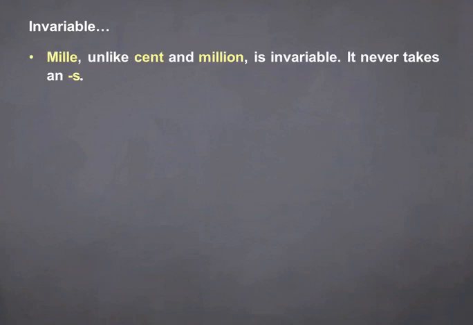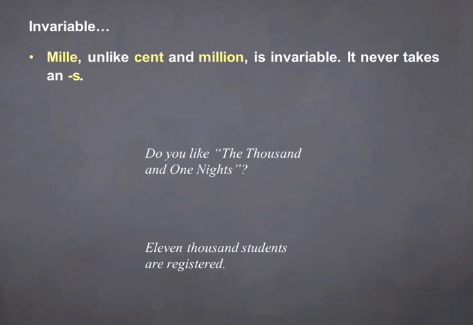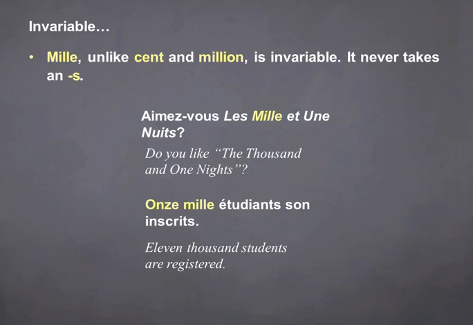An invariable with our numbers is a number that will not change. That is mille. Unlike cent and million, it doesn't change. It is invariable, so it never takes an S. So do you like the 1,001 nights, or 11,000 students are registered? You see the difference. Les mille et une nuits and 11 000 étudiants sont inscrits. Mille does not change.